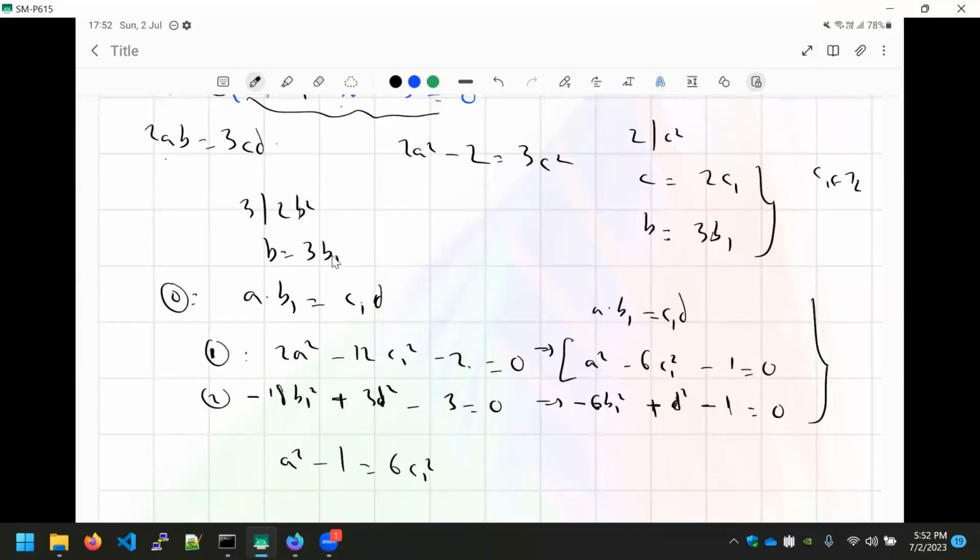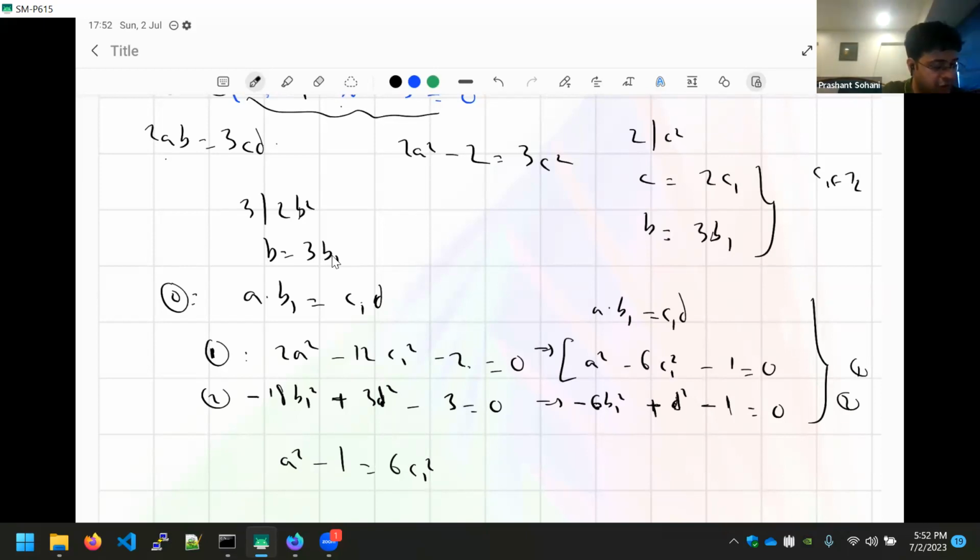Sir, from equation 1 and 2, we get 6 divides a square minus d square. Yes, 6 divides a square minus d square, right? Or d square minus a square, either of them. Because if I add the two equations or subtract one from the other, this minus 1 will get cancelled. No, I'm actually trying to think of something very different altogether.